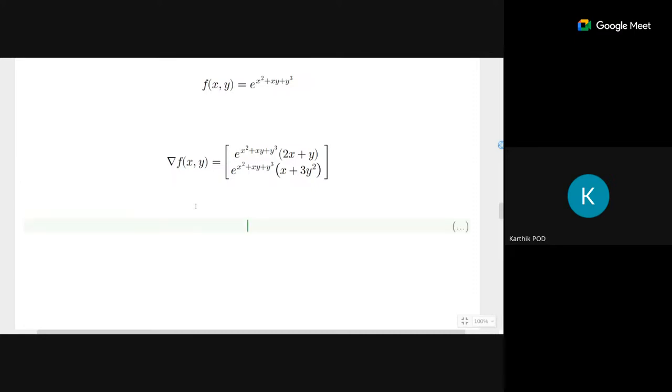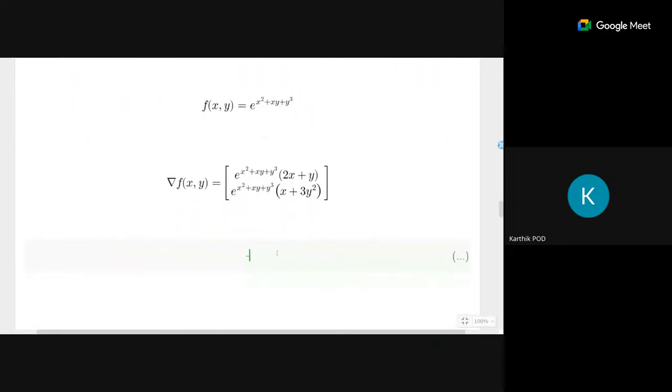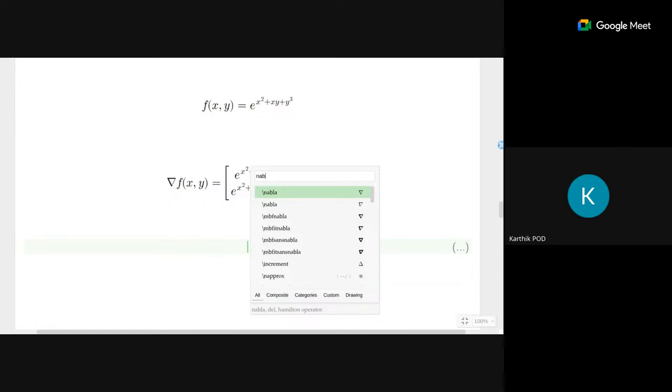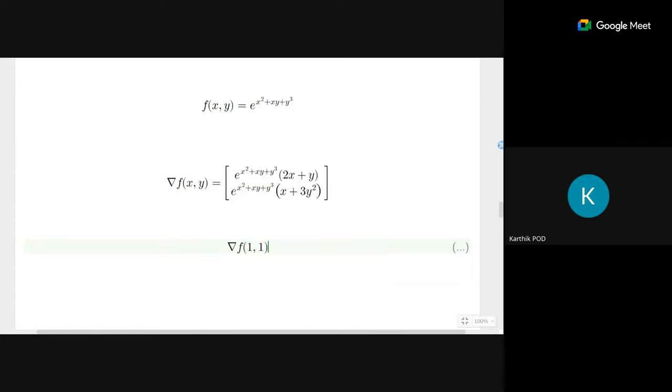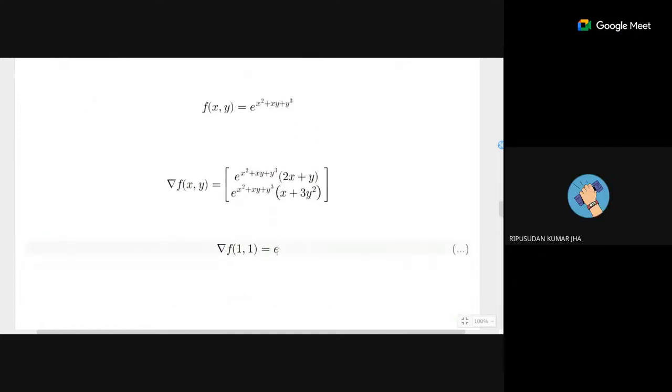Okay, if you normalize, what will you get? Normalize at which point, sir? Oh, good point. So we have to find this at 1, 1, right? Let's try to do that at 1, 1. So let's first do nabla at 1, 1. So this turns out to be e to the power 3 into, e power 3, is it?